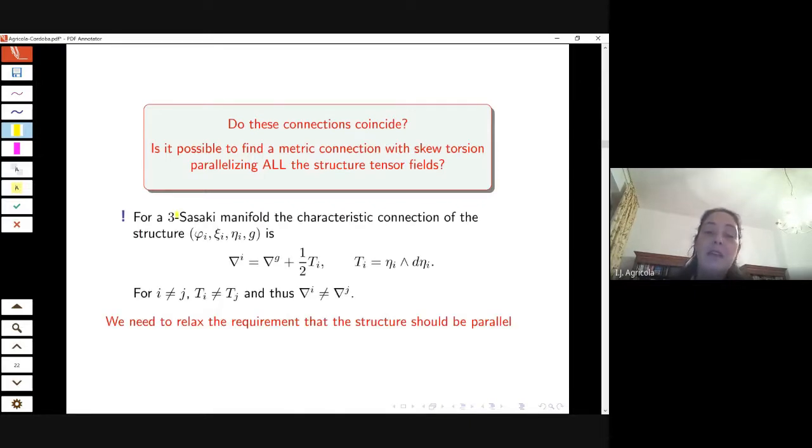And the case of a free Sasaki manifold tells us that this is in general not the case, unfortunately. Because if you compute the characteristic connection of each structure for a free Sasaki manifold, then as we just saw, the torsion T_i is going to be eta_i wedge d eta_i. And then you check quickly that for i not equal to j, these are not the same, and therefore the connections are not the same. So we need to relax our condition that all structure tensors should be parallel, and we need some guideline. What would be a good relaxation of these conditions? You all with me? Hope so.